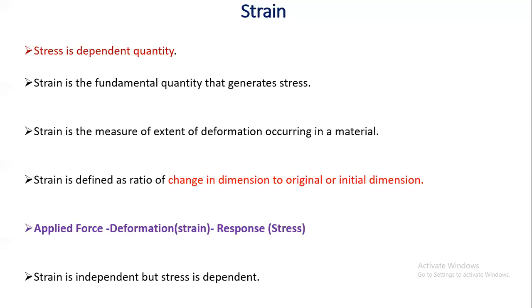And it is defined mathematically as the ratio of the change of dimension to the original or initial dimension of any substance. So if we understand the analogy, if an applied force acts on any body, this will lead to a state of deformation in that body, which is known as the strain with respect to the original state of the body, if we consider the ratio. And this will finally lead to a state of response, which is known as the stress, generated in that body. So strain is our fundamental quantity, but stress is the dependent quantity.